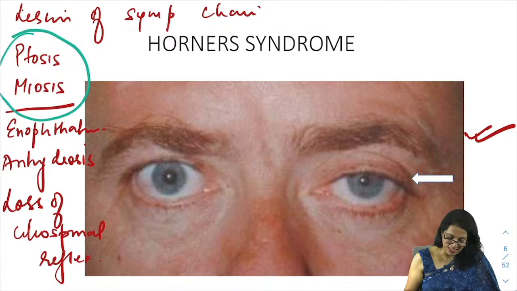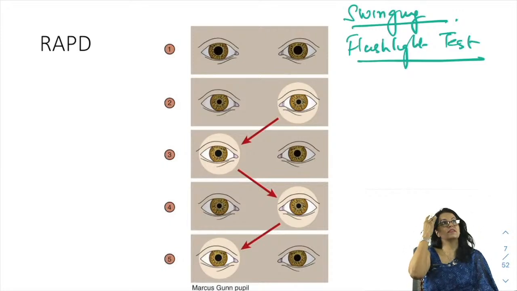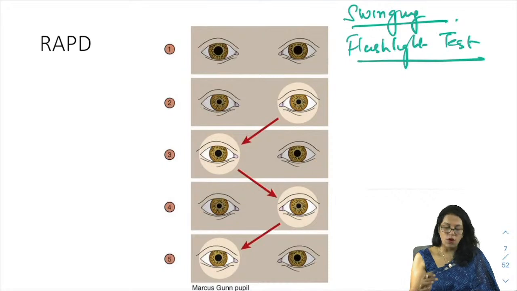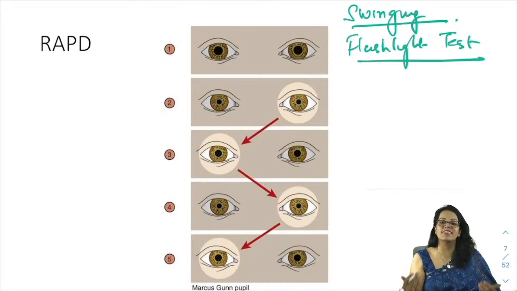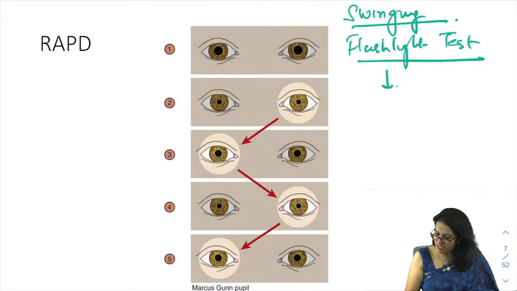So that was Horner's. Then next we talked about the swinging flashlight test. What you're looking at is relative afferent pupillary defect, or the swinging flashlight test. I was explaining how we test it and what this is. It is the first sign of optic nerve disease. Already done, just have a look once. We'll go further, we can't waste time here. So this is the first sign of optic nerve disease.